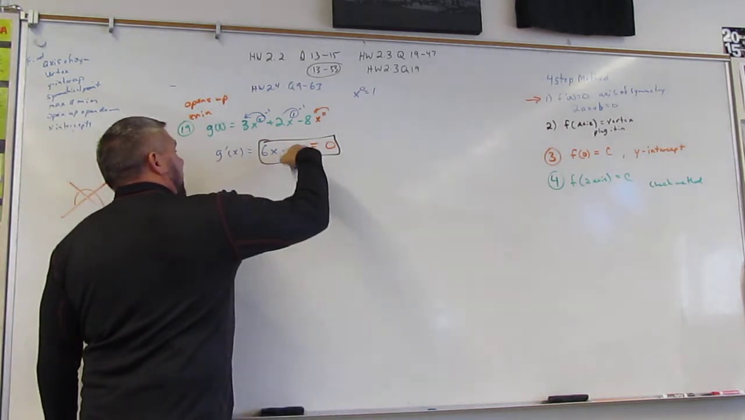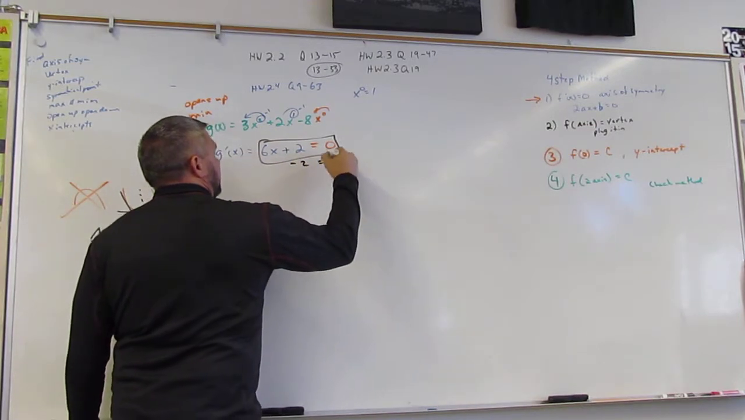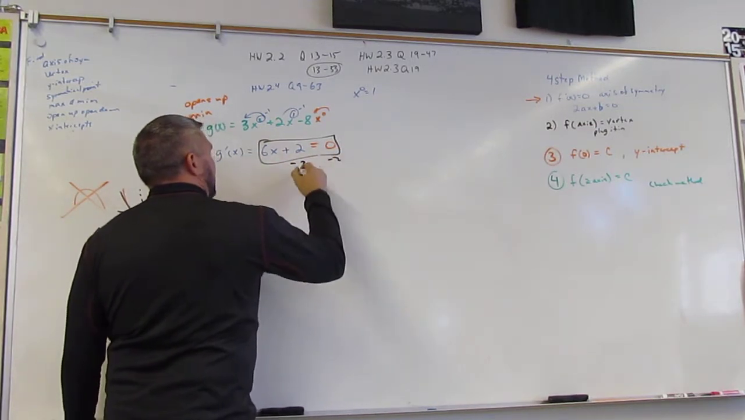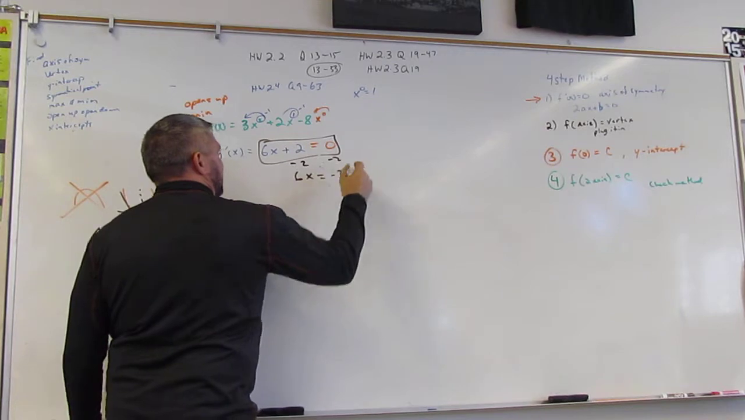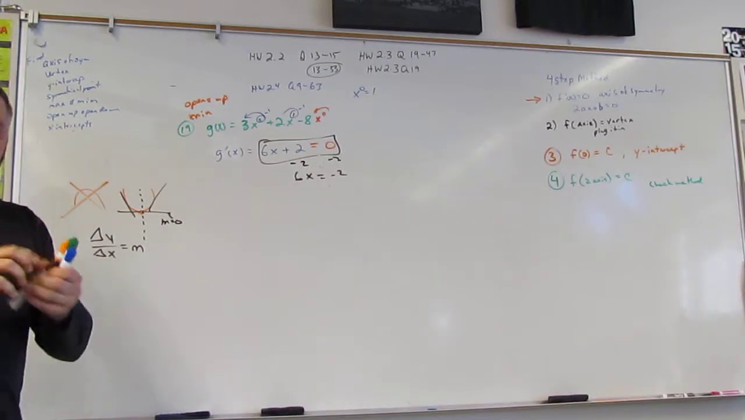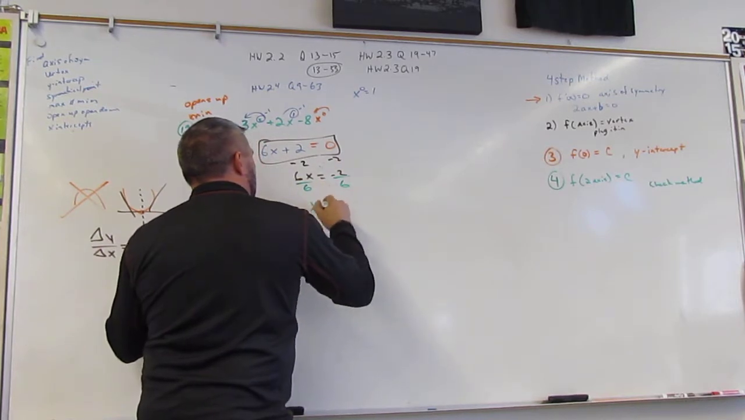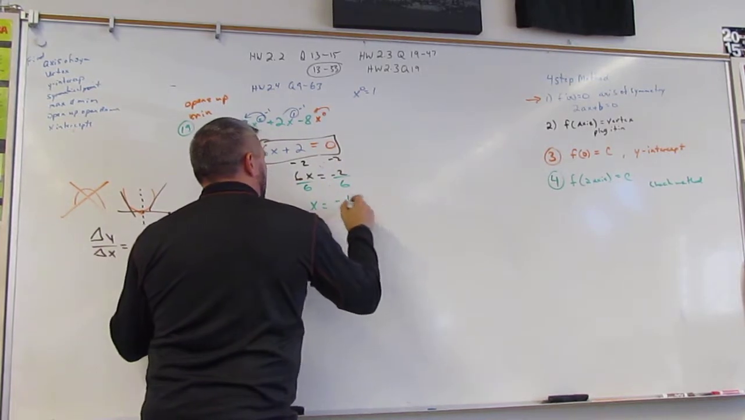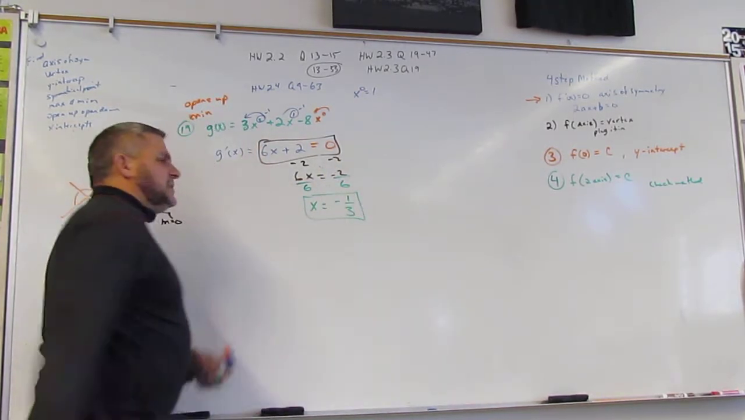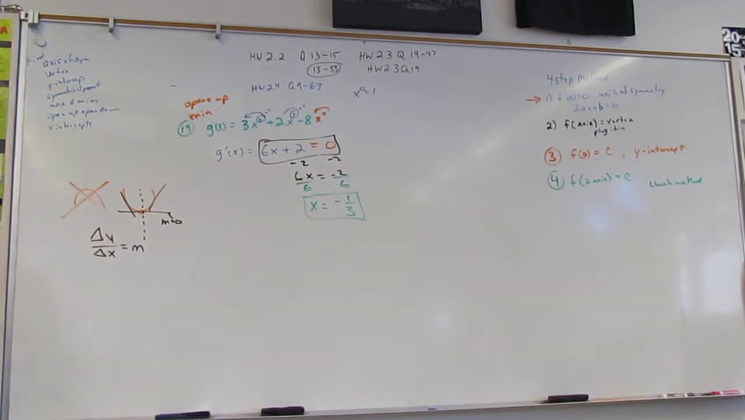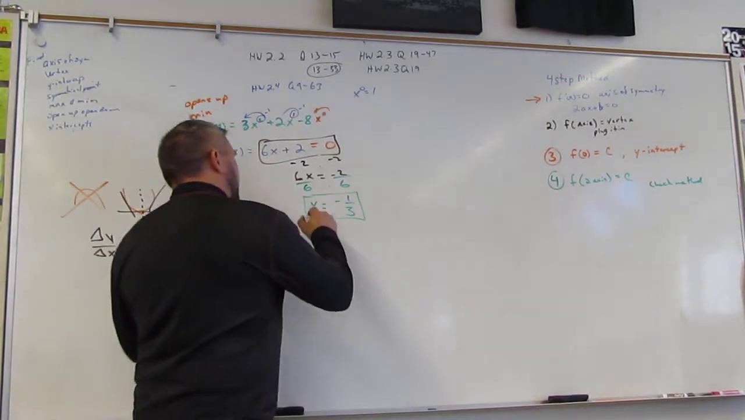Alright, so I got to solve. Minus 2, I get 6x is equal to minus 2. And then I divide by 6, so I get x is equal to negative 1/3. Everybody follow me up to that point? It's just algebra. We got the axis of symmetry, right?